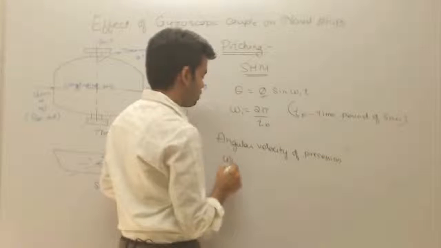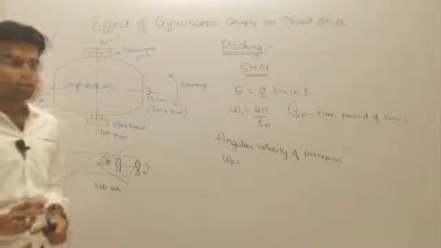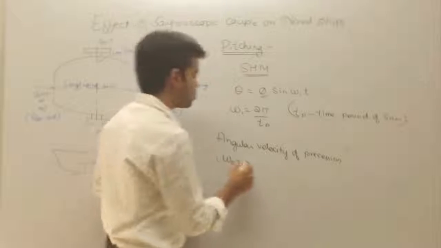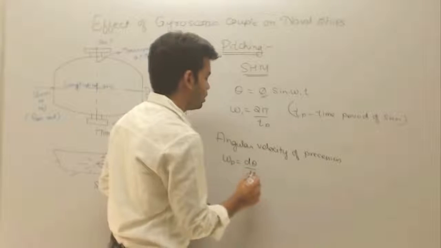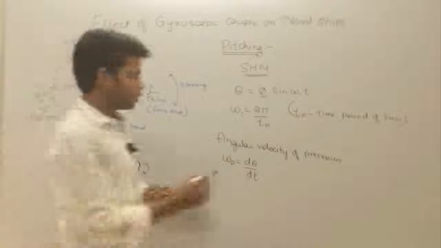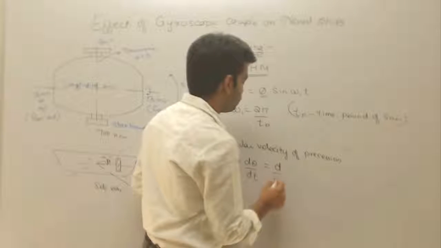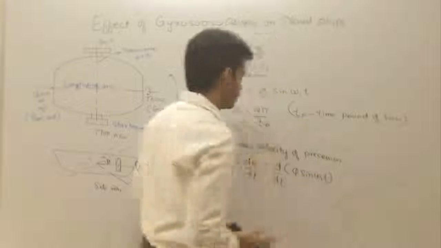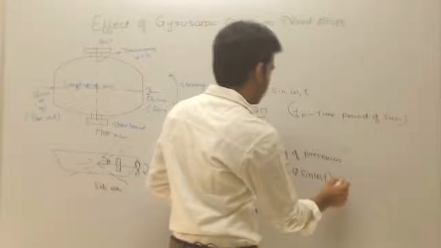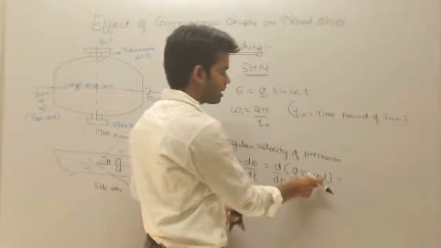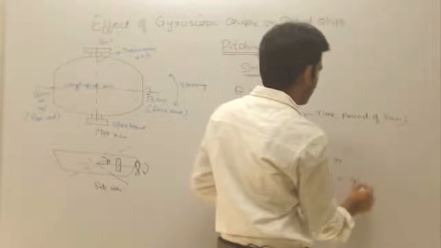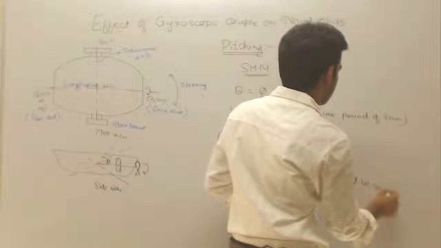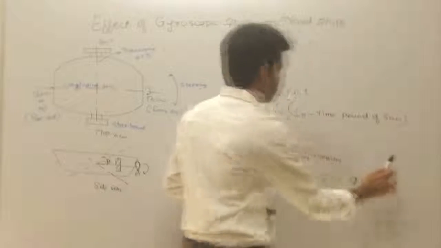What we call omega p. What will be the angular velocity of precession? So what will be this omega p? This omega p is nothing but d theta by dt, as we all know. Or you can say d by dt of theta, which is phi sine of omega 1t, or d by dt of phi sine of omega 1t. So this will be equal to phi into omega 1 cos of omega 1t.